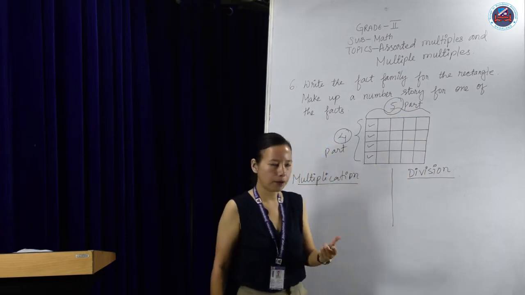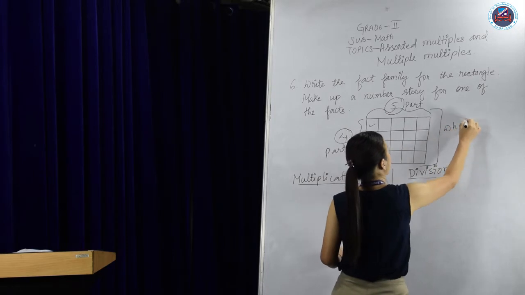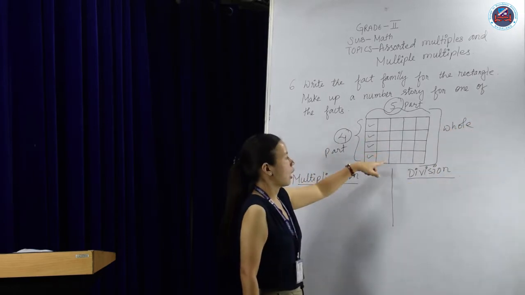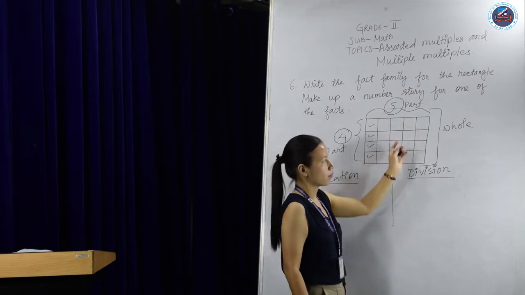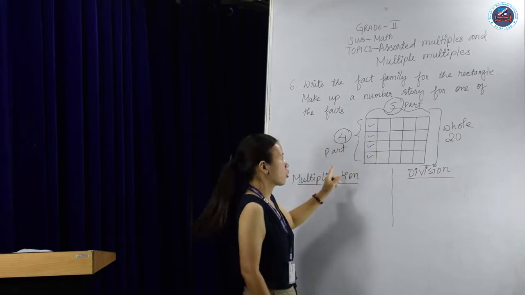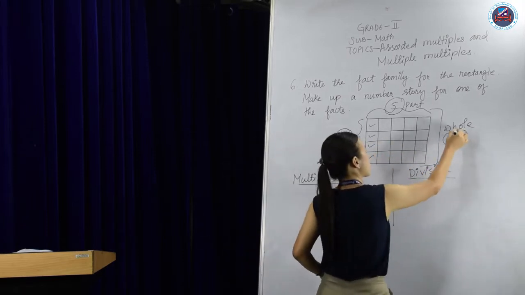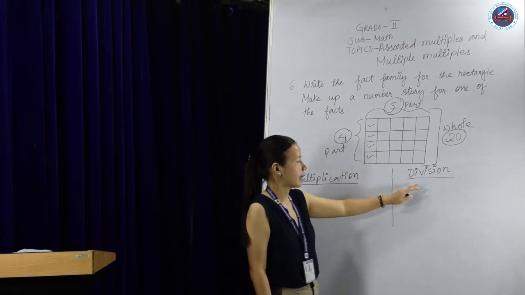Now the third number will be for the total, all together. That is the whole. So how many boxes? If we count 4, 5 times, we get 20. So altogether, there are 20 boxes. So we got 3 numbers. Now using these 3 numbers, we will find the fact family for multiplications and divisions.